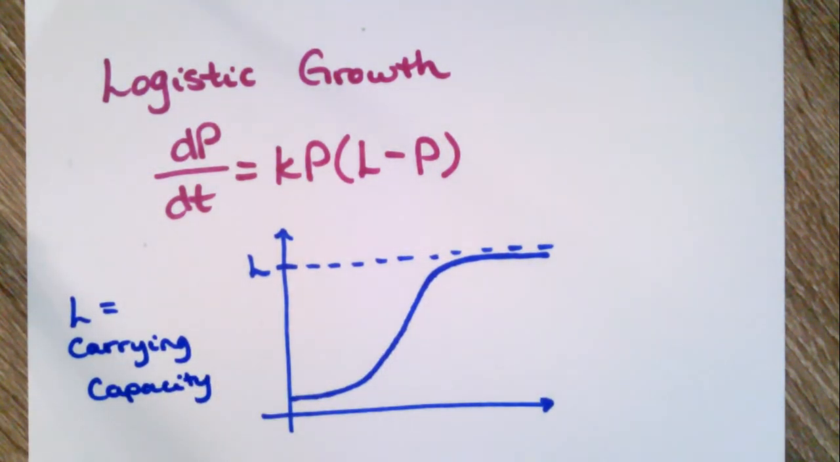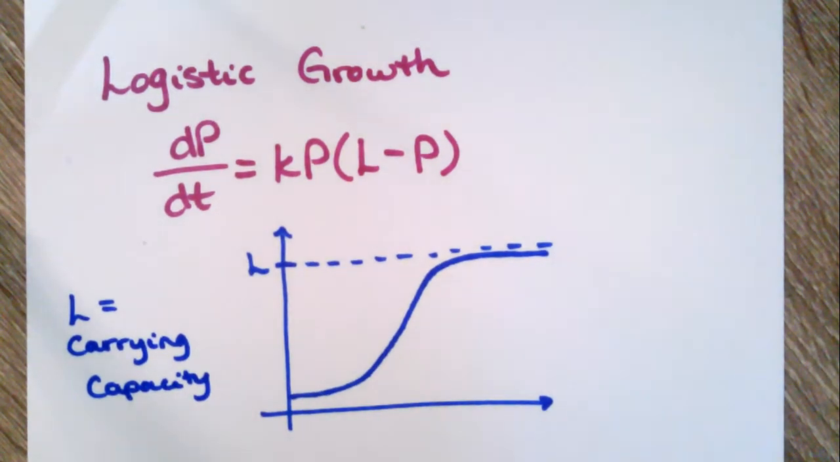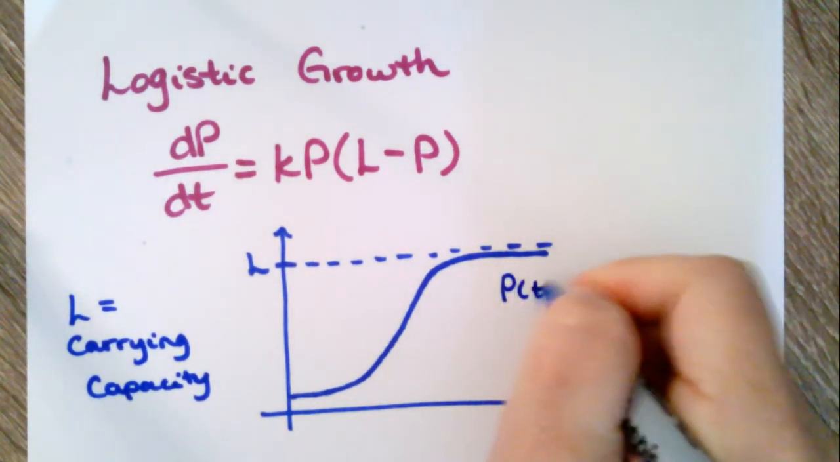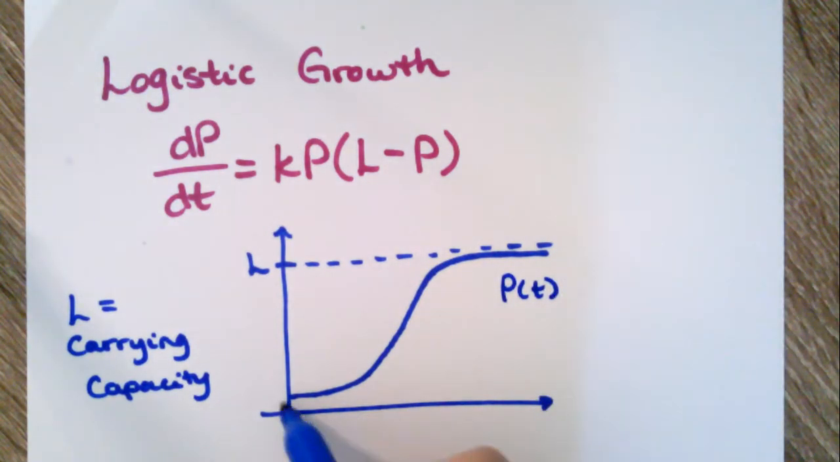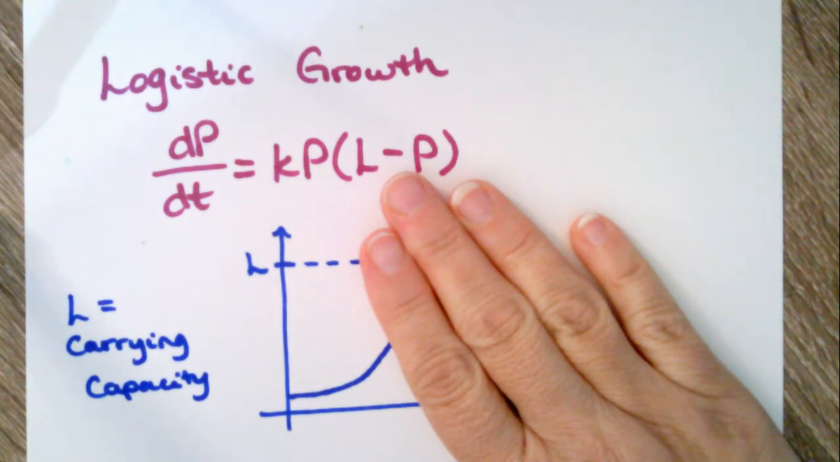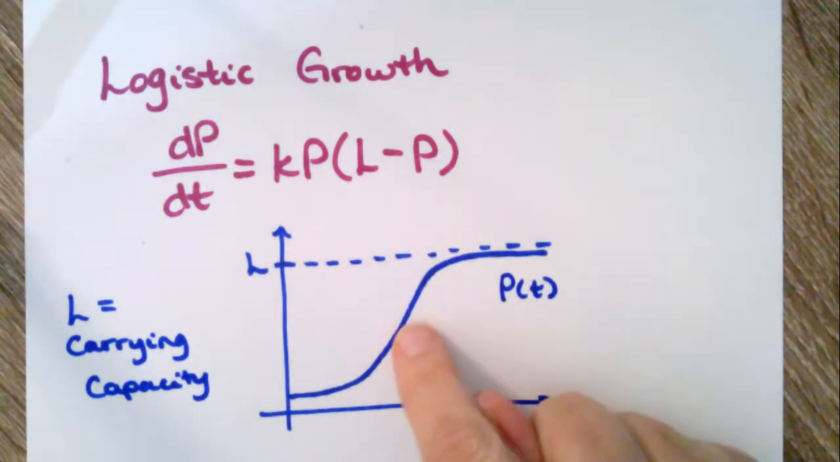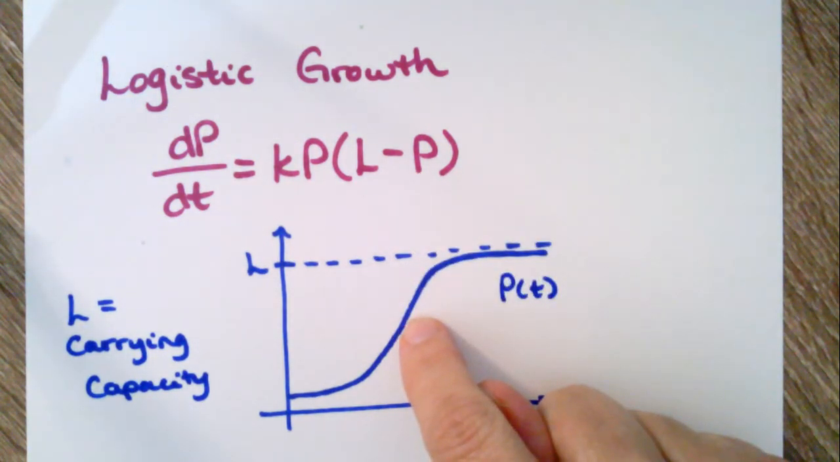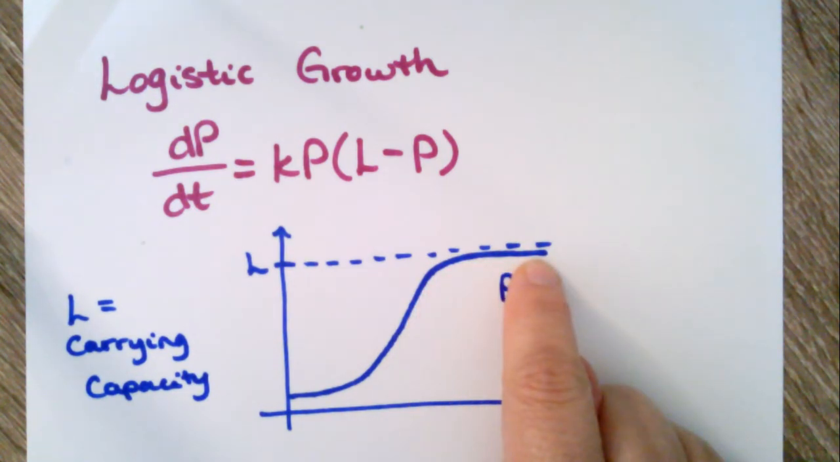And P, of course, is the population. And so you can see this graph models P of T. If we just look at the first part of the graph, it looks exponential. But then there comes a time when the concavity of our curve changes. It continues to grow, but it just approaches this limiting value.